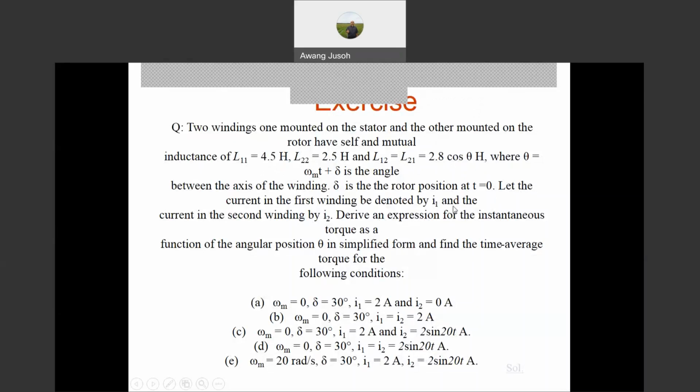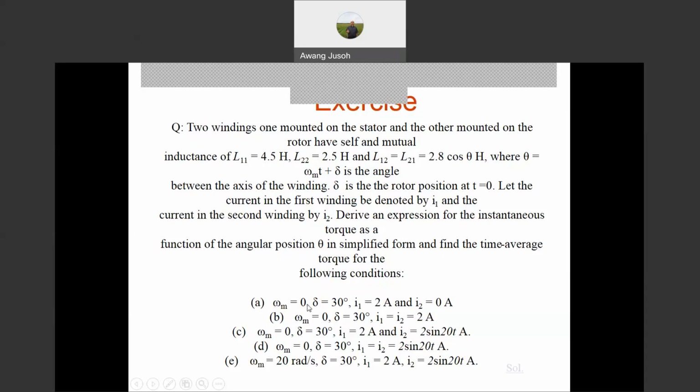Okay, let the first winding current be I1 and the second winding current be I2. Derive an expression for the instantaneous torque as a function of angular position theta in a simplified form. And after that, find the time average torque for the following conditions. So we have A, B, C, D, E here.